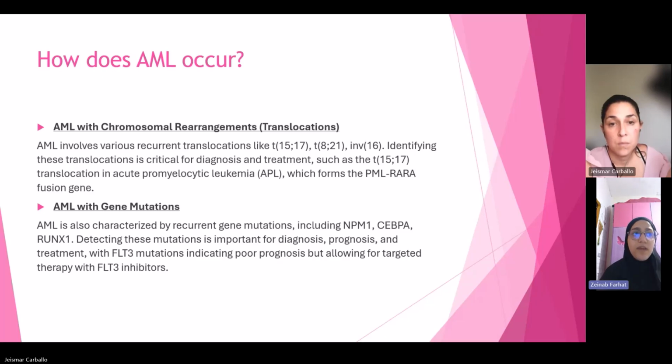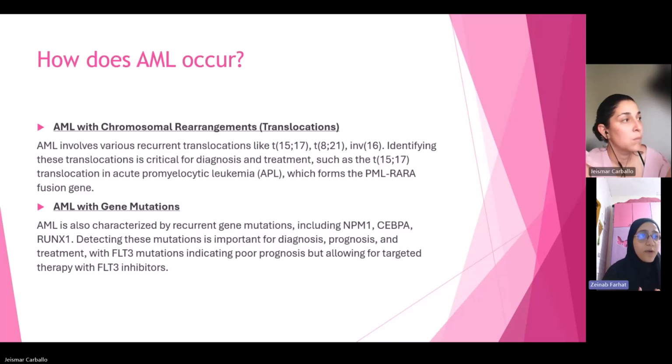The second cause would be AML with a gene mutation. It's when we have a mutation only in a certain gene. For example, the NPM1 gene, the CEBPA gene, which is responsible for a transcription factor, and the RUNX1 gene. Detecting this mutation is also important for the diagnosis and the treatment of the disease because, for example, FLT3 mutations indicate poor prognosis, meaning the patient is not able to recover without treatment, but it also allows us targeted therapy by using FLT3 inhibitors.